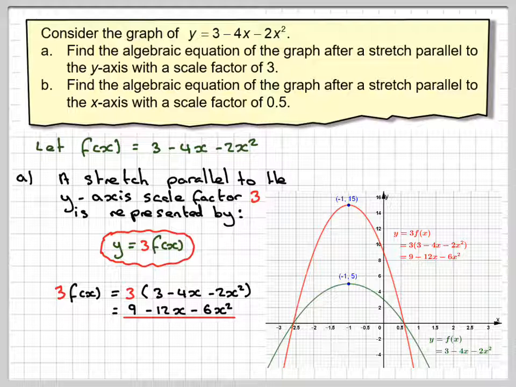Now, if we look at the graph of that, if this is the original function, the green one here, y is equal to f of x, which is 3 minus 4x minus 2x squared, and here the red one is the vertical stretch, or stretch parallel to the y-axis, and we get 9 minus 12x minus 6x squared. Now, if you notice here, the x-coordinate of the maximum point stayed the same, but the y-coordinates get increased by 3. So 3 times 5 becomes 15, and that happens to every coordinate from the original function to the image.